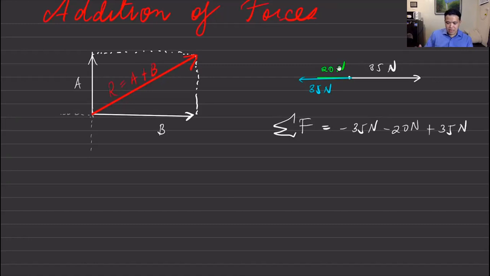So if you're just going to add them, I think you don't need a calculator for this. If you have negative 35 and another 35, you can just cancel out the 35 value. So what you will have is negative 20 newtons. Or you can say to the negative x-axis, or you can say 20 newtons west. Okay?